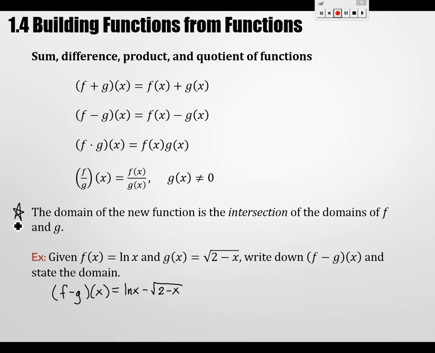The thing I added the star to is the key, right? The intersection of the domains of f and g. Also, if you're dividing, subject to this constraint also. That's not what we're doing here, though, so no need to worry about that. So it might be helpful for us to think about the domain of each of those individual functions. And then we could reconstruct the domain of the whole thing.